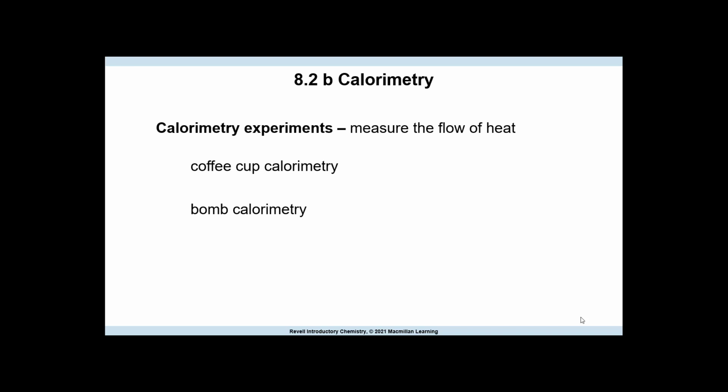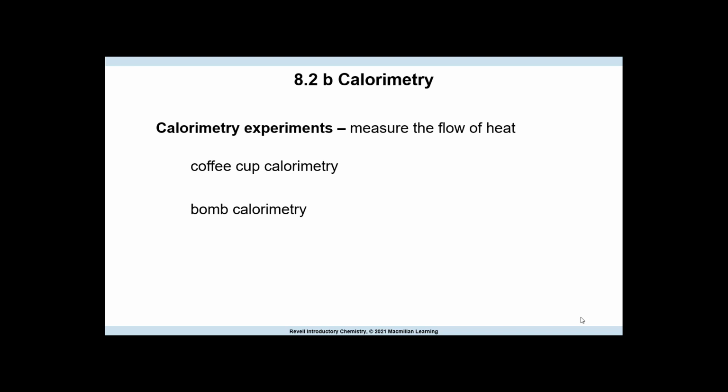Calorimetry. Scientists and engineers often need to measure how much heat is transferred from one source to another. Experiments that measure heat flow are called calorimetry experiments. The two most common calorimetry techniques are coffee cup calorimetry and bomb calorimetry. One is constant pressure, one is constant volume. In this lesson, we'll look at these two techniques and how we use them to gather information about heat transfer.